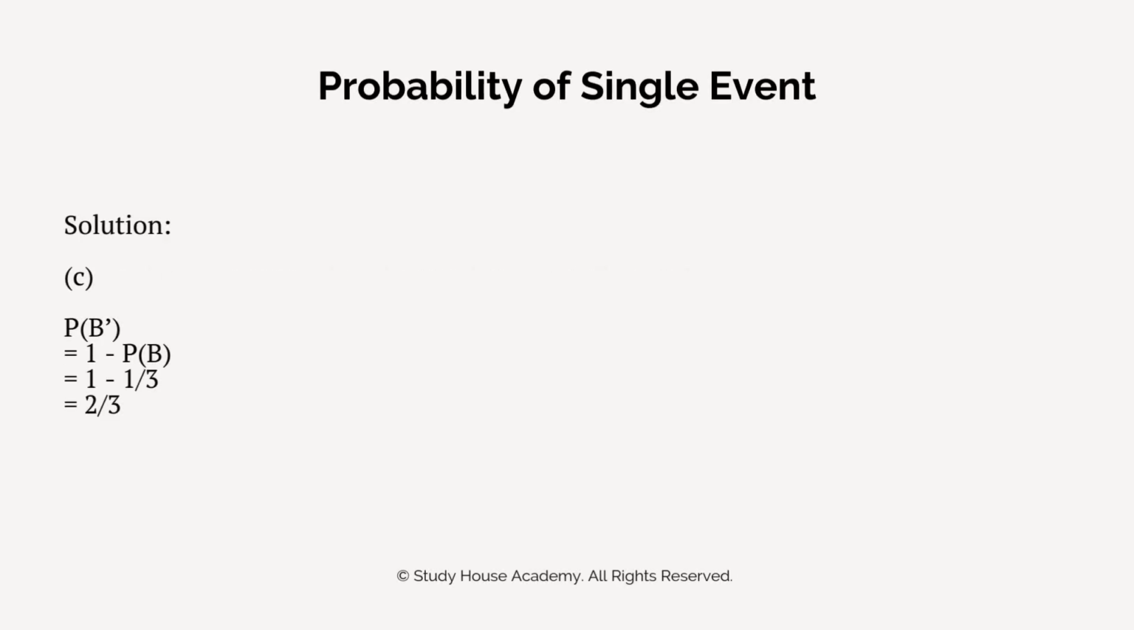Solution for part C. To find the complement of B, we take 1 minus the probability of B, which will be 1 minus 1 out of 3. The answer is 2 out of 3.